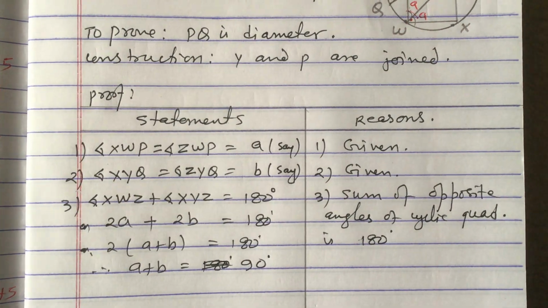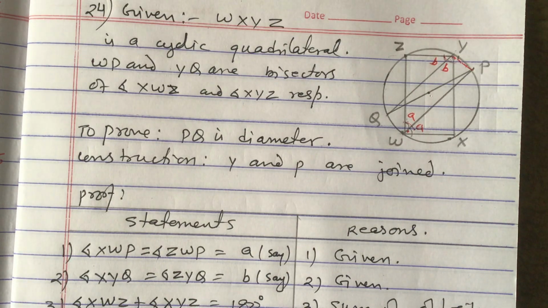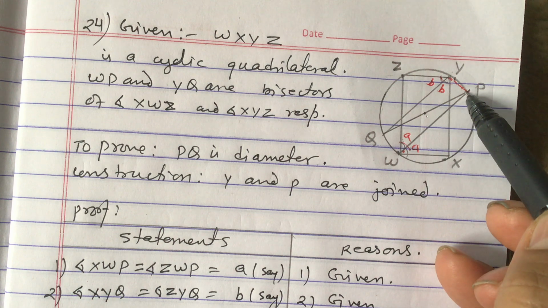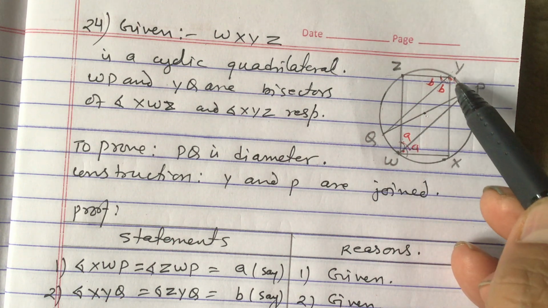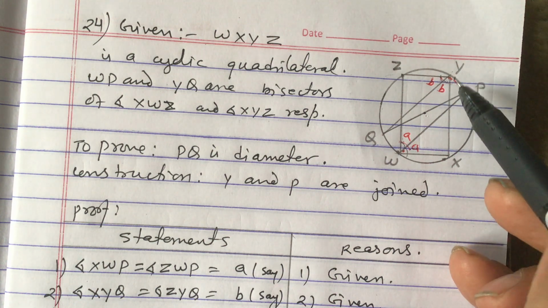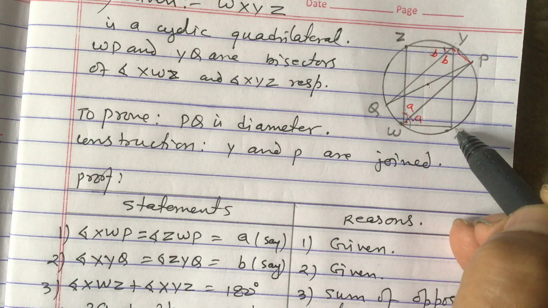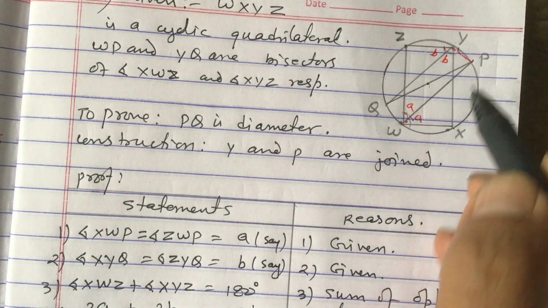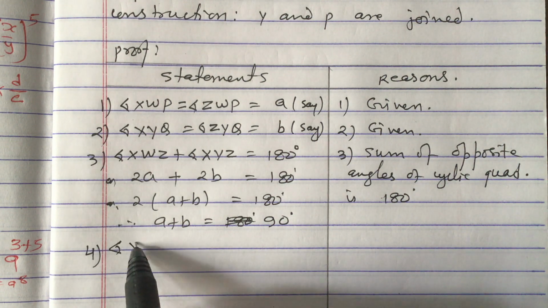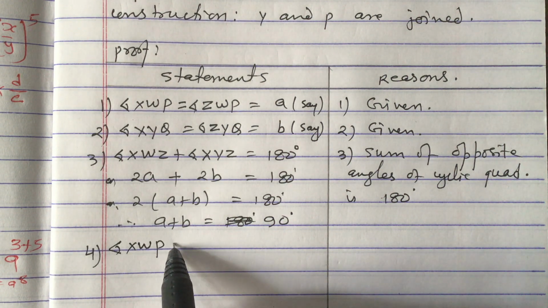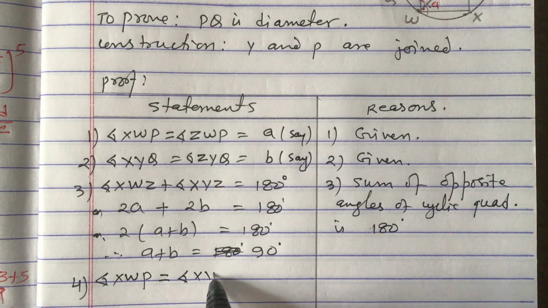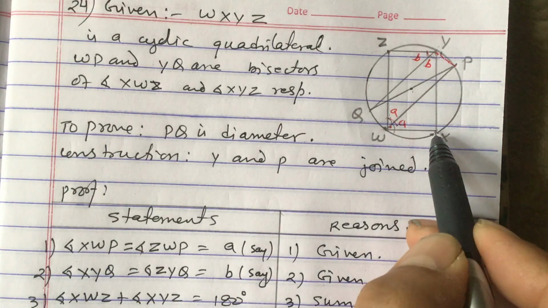Now, A plus B 90 degree we have got. Now look at figure. So what we have to prove here, we have to prove PQ is diameter. To prove PQ diameter, what should be there? Angle PYQ should be equals to 90 degree, that we need to prove. So to prove this one, see, now angle number 4 we can write here, angle XWP is equals to angle XYP. Look at figure here.